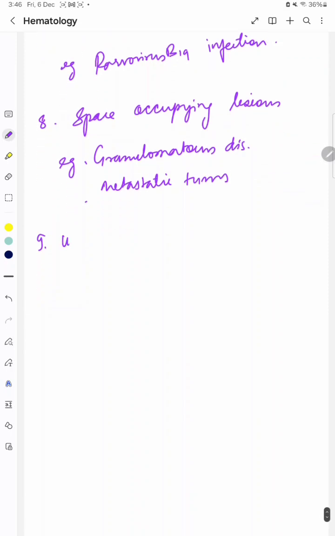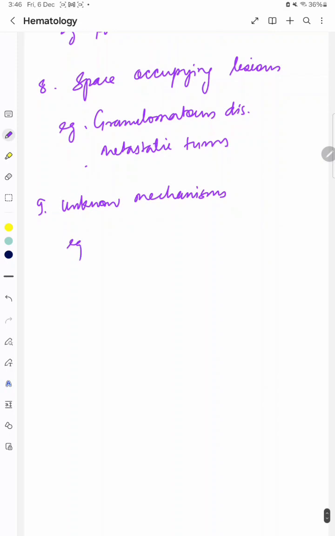The last condition is unknown mechanisms, which can also result in impaired RBC production, and can be related to endocrine disorders and liver diseases.